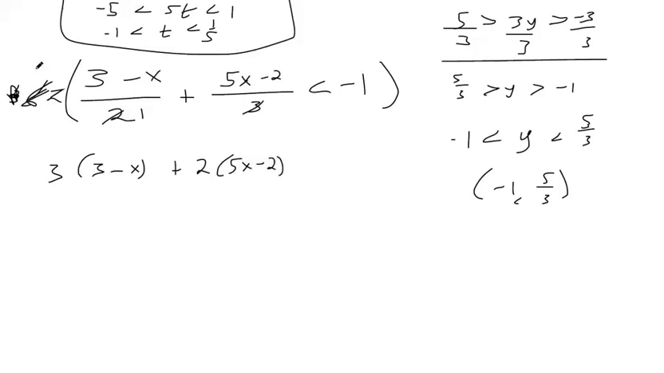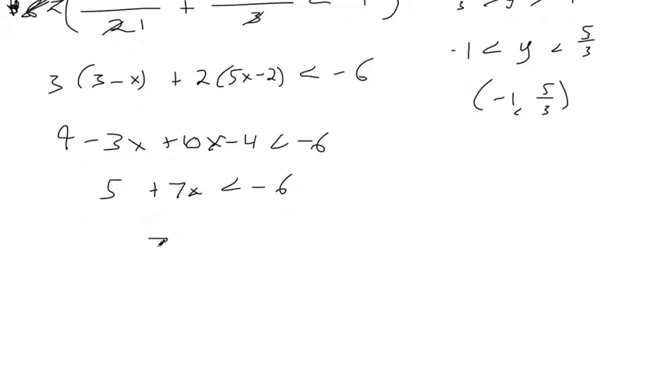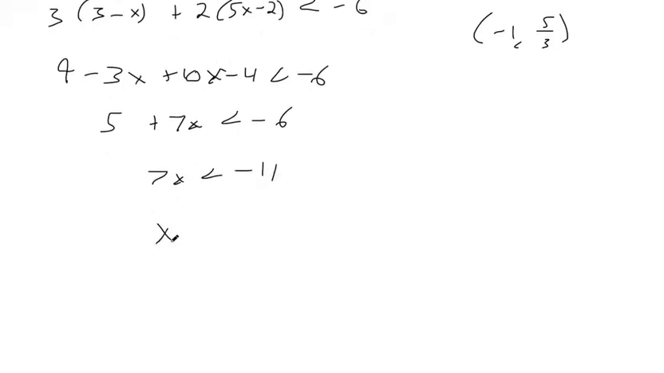And the big thing students forget is to multiply that 6 to a non-fraction number. Every term has to be multiplied by 6. And now we can distribute. We can combine the negative 3x and the 10x. That makes 7x. So 9 minus 4 makes 5. Negative 3x plus 10x makes 7x. Subtract that 5 from both sides. And then divide both sides by 7.